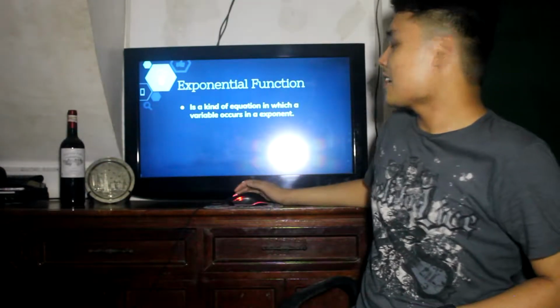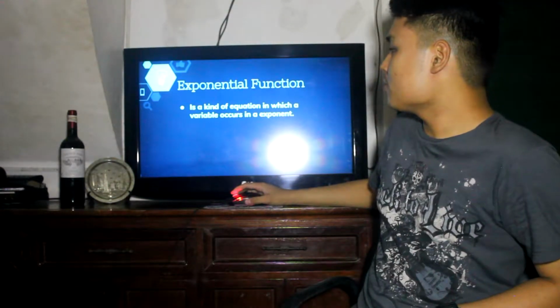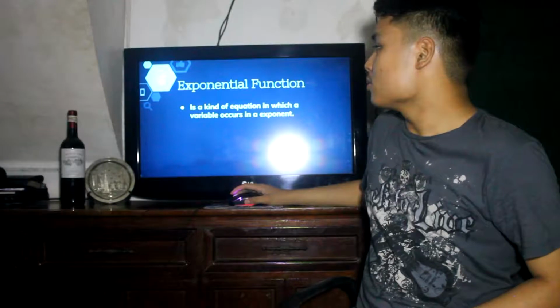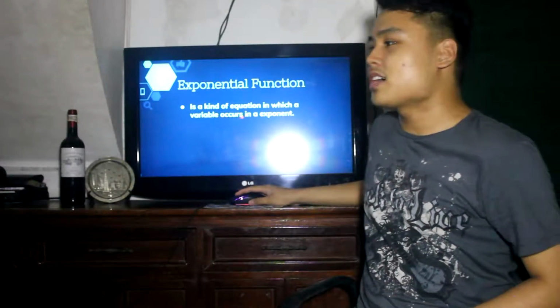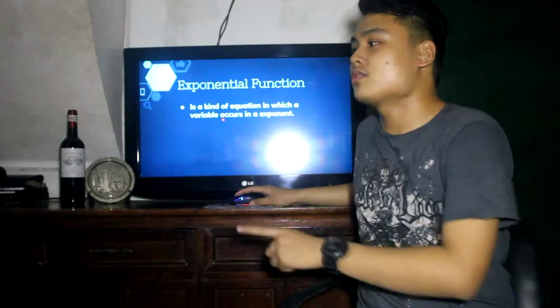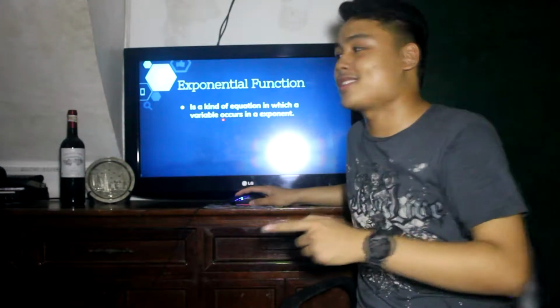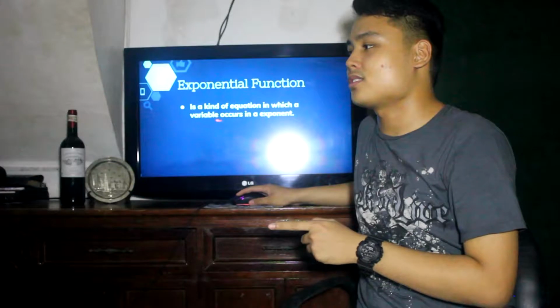Exponential function is a kind of equation in which a variable occurs in exponent. So, ang exponential function, ito yung kind of equation na kung saan yung variable ay meron dun sa exponent. In other words, may letters sa exponent and ang variable occurs in exponent.